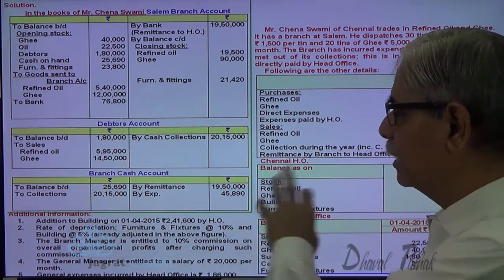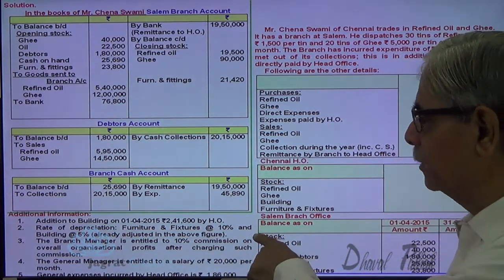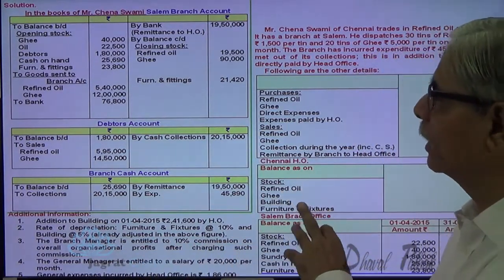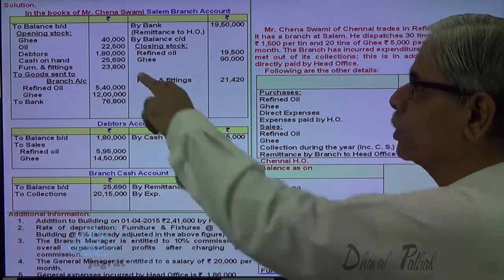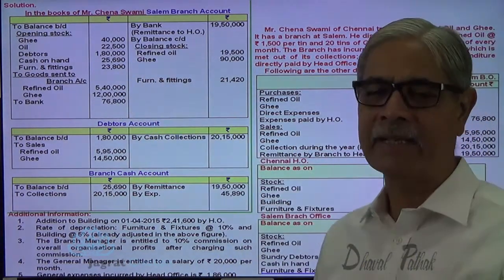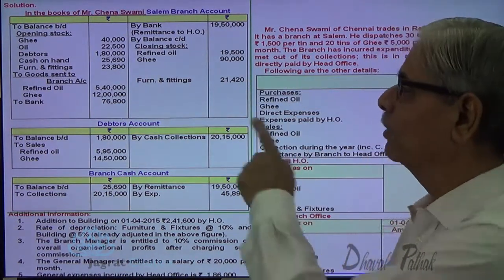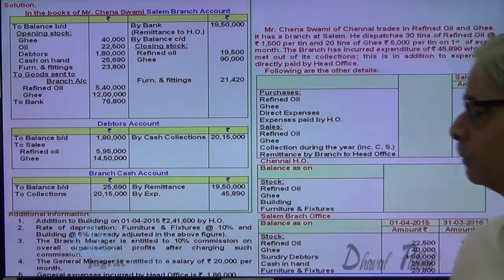Additional building is purchased by HO. Rate of depreciation on furniture is 10% and building 5%, already adjusted in the above figures. So furniture 23,800, 10% thereof is 2,380. So 23,800 minus 2,380, you will find 21,420. So this is the value of furniture after depreciation.